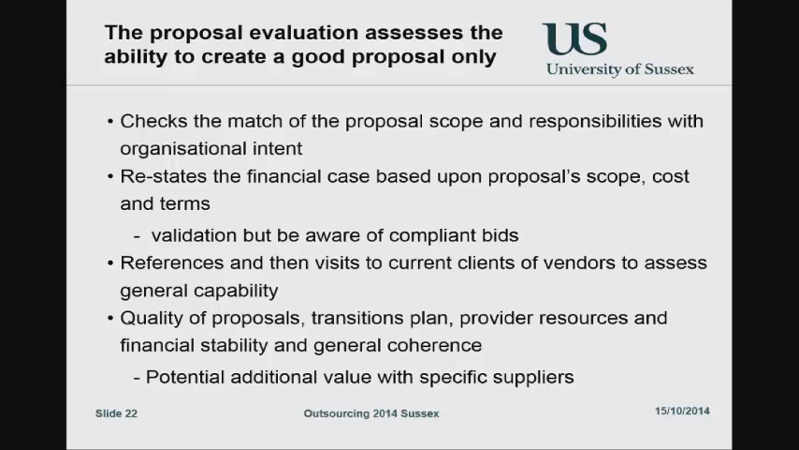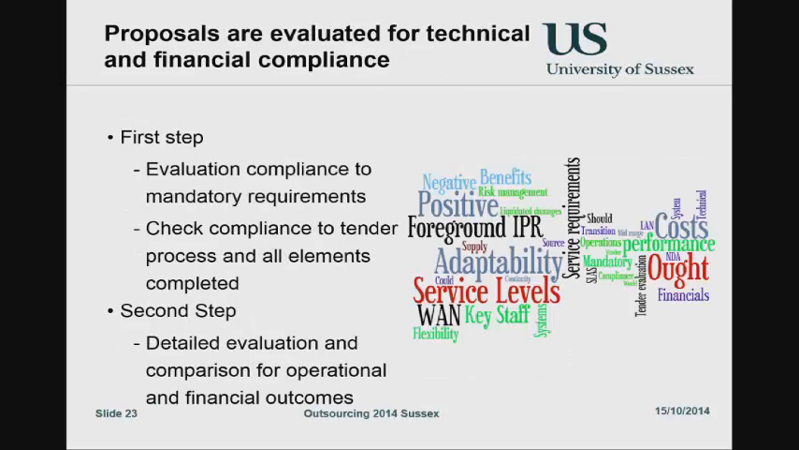Obviously, quality of proposals, transition plan, who are the resources, are they financially stable or not going to go bankrupt next week, and general coherence, so it all sticks together. Not too much boilerplate. Evaluating for technical and financial competence. Makes sense there, obviously. Evaluate compliance to the mandatories, check compliance to tender process, everything is all done, and then look at all of the detail and financial objectives.